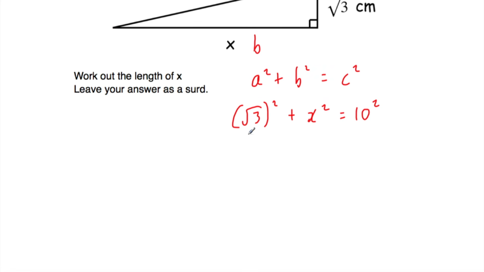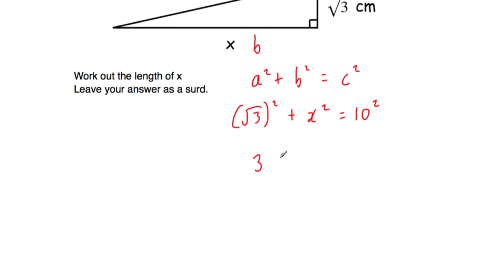So we've got the square root of 3 squared. Now if you square root something and then you square it, you'll get what you started with. So for instance, if I had the square root of 16 squared, well, the square root of 16 is 4, and then 4 squared is 16. So if we've got the square root of 3 squared, we're just going to be left with 3, because the square root of 3 multiplied by the square root of 3 would just give us 3.